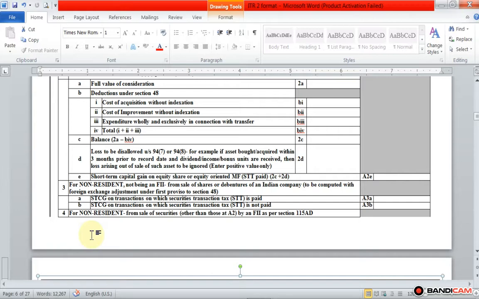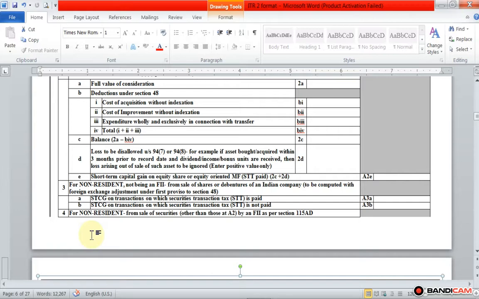For example, if an asset is acquired within 3 months prior to the record date and dividend income or bonus units are received, then a loss arising out of sale of such assets is to be ignored. So loss is ignored. Okay, loss is not taken into consideration here, so we do not deduct the loss from the short-term capital gain. Then we get a short-term capital gain on equity shares, that is A2E.